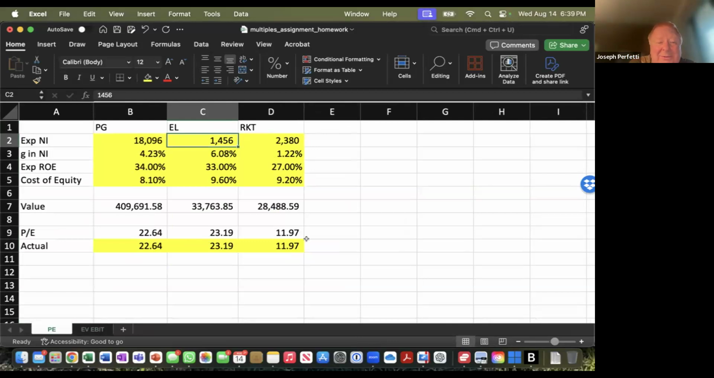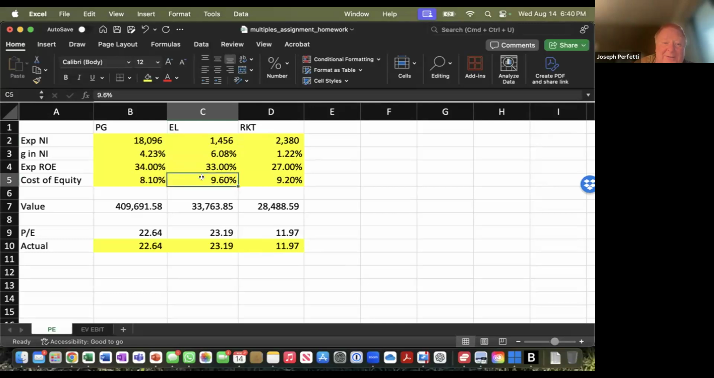The reason it's trading at a premium is that P&G actually has a slightly better spread. 34 minus 8 is about 16 points of spread. 33 minus 10 is about 13 points of spread. Slightly higher spread at P&G, but Estee Lauder has a much higher growth rate, 6.08% a year versus 4.2% a year. So it's the much higher growth rate, about 2% a year compounded, that's giving them a higher multiple. What's offsetting that is the cost of equity, because you're discounting at 9.6% versus 8.1% at P&G. That's why the multiple is not higher, but the premium is really because of the growth.